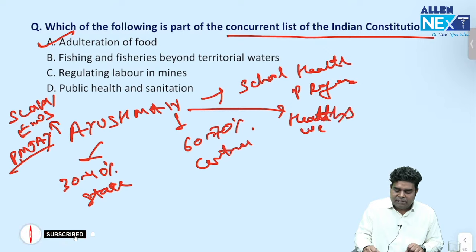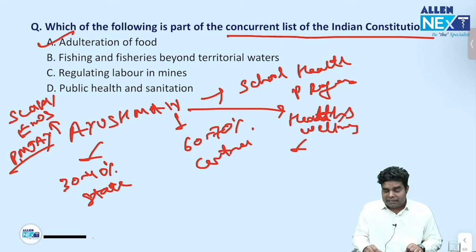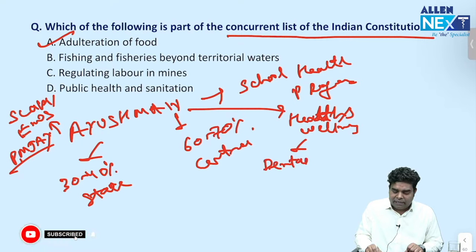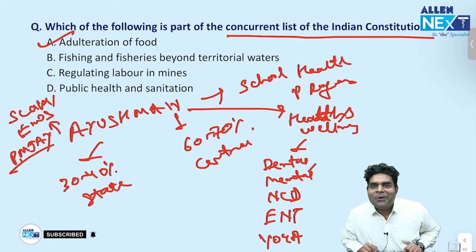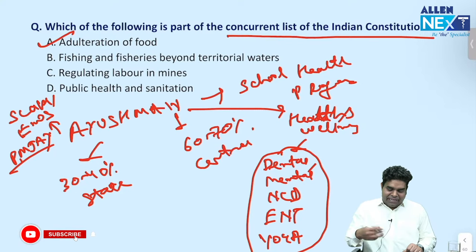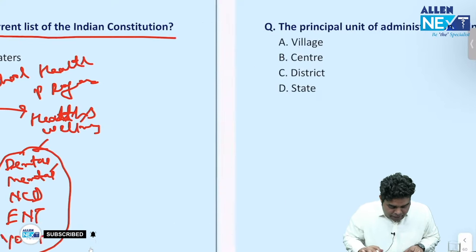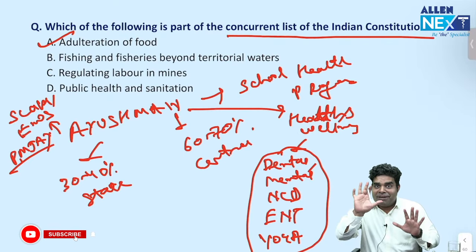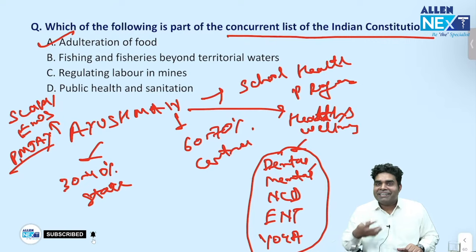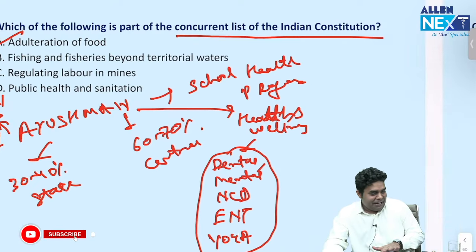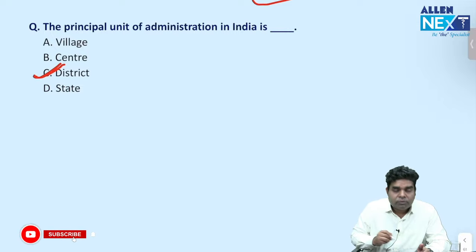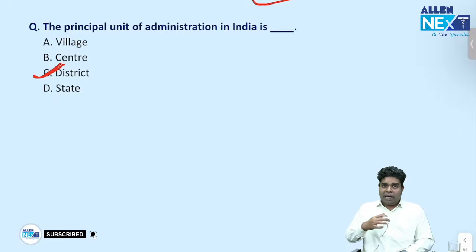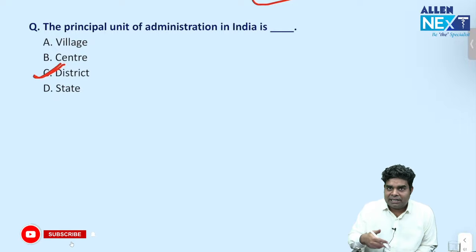This health and wellness center is an upgradation of 1.5 lakh sub centers with new facilities of dental health, mental health, NCD, ENT and yoga. So these are the things about Ayushman Bharat which you should definitely know. And the logo of Ayushman Bharat is 5 green leaves, not indicating marijuana, but indicating the 5 lakh which will be given. Okay. So the principal unit of administration in India is the district. Based on district, we plan all the administration activity because at district, we have a district collector.